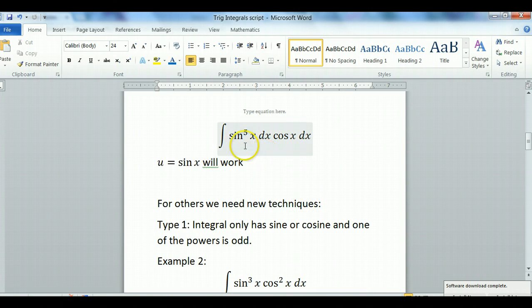Now, will a U substitution work here? Well, if you look and put u equals sine x here, then this will become u to the 5. Also, the derivative of sine x is cosine x, and that is right there in the leftover part. This means that this will be a good candidate for a u substitution.